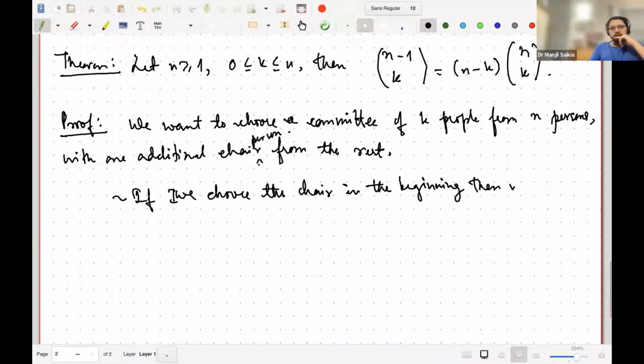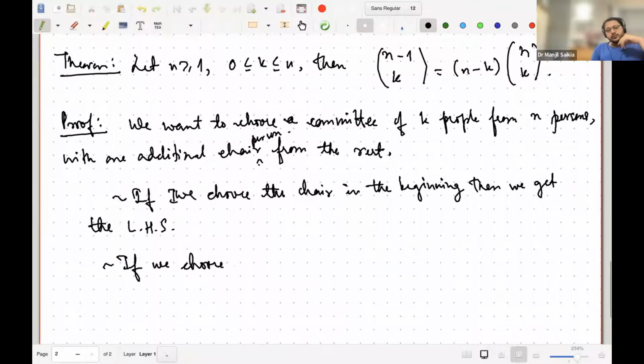then we get the left hand side, because once we choose the chair, out of the n persons, 1 person is gone, so there will be n minus 1 persons remaining, and out of those n minus 1 persons, we have to choose k persons. So this is basically the first theorem that I say, the ways of choosing k persons out of n minus 1 persons. So if we choose the chair in the beginning, then we get the left hand side. But if we choose, so now you can probably guess.